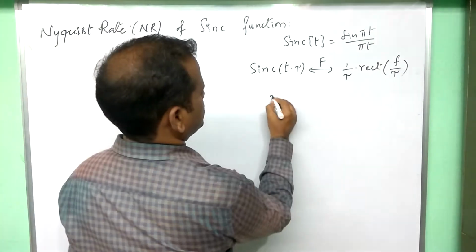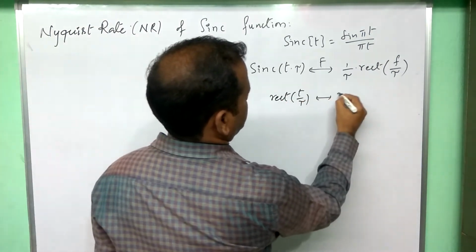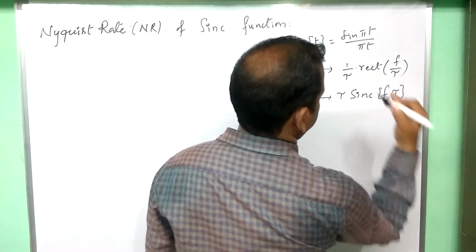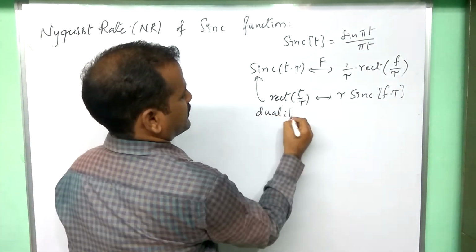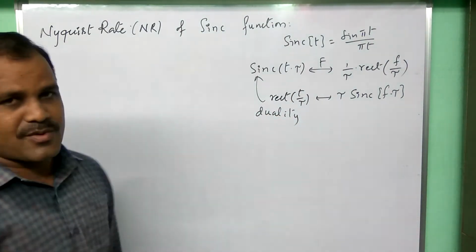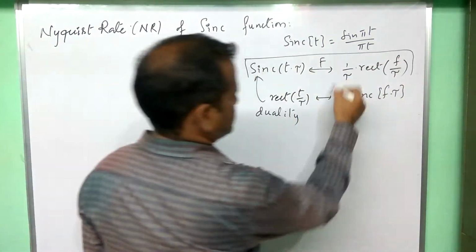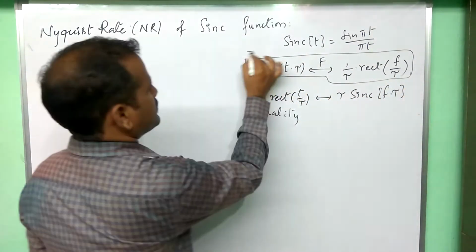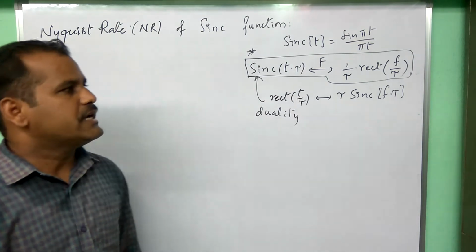A rectangular function has the Fourier transform tau sinc f tau. From this, by applying the duality property, we get that one. Anyhow, from this problem's point of view, we need to remember just this. This discussion we have done in another video. Let us recall this: sinc of t tau has a rectangular function as its Fourier transform.